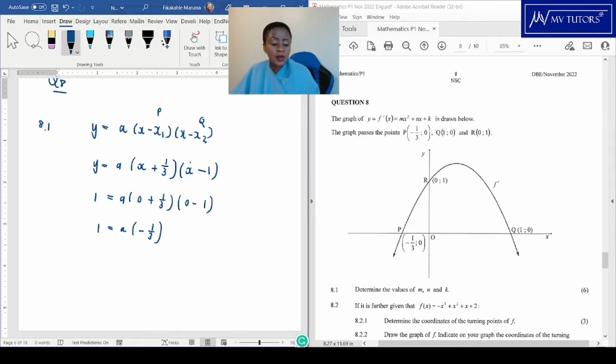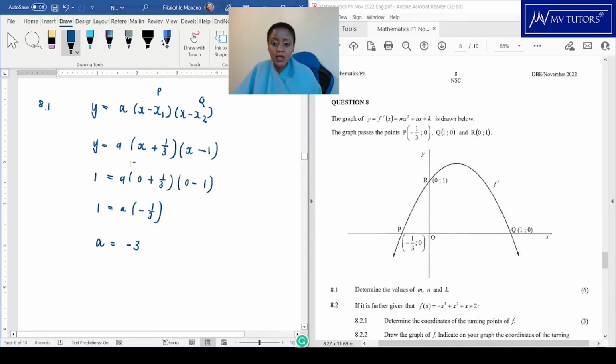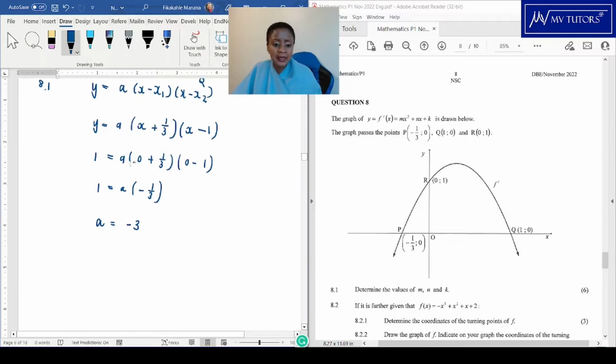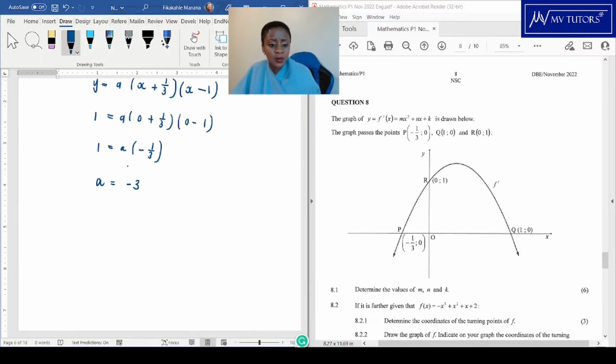So a would be equal to 1 divided by negative a third. So a is equal to negative 3. So we have the value of m. Let's go put it back in the formula. So we have negative 3 times (x plus a third) times (x minus 1), and we're going to have to multiply everything out.